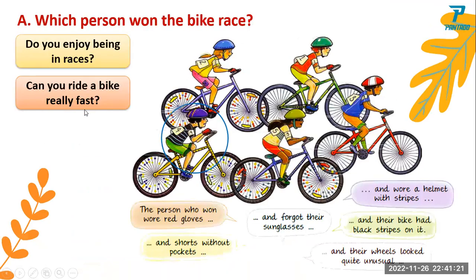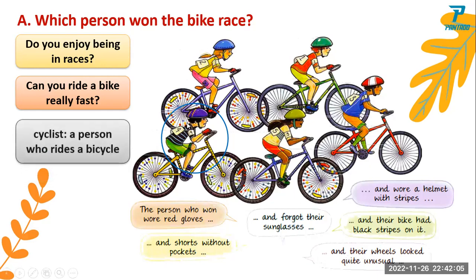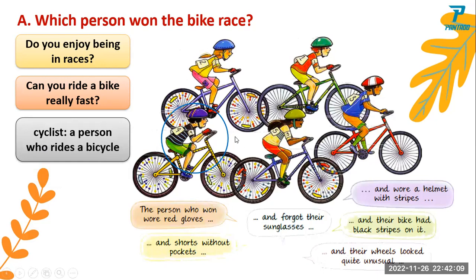Okay. Which person won the bike race? Which do you think? There are many here: 1, 2, 3, 4, 5. Which do you think will win the race? What do you think, Lee? Who will win the race? Okay, this one is the person who won the race. So cyclist, Lee, we name a cyclist as the person who rides a bicycle. He is the person who rides the bicycle.